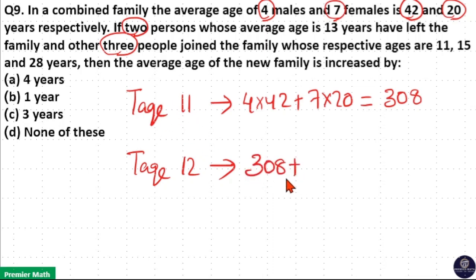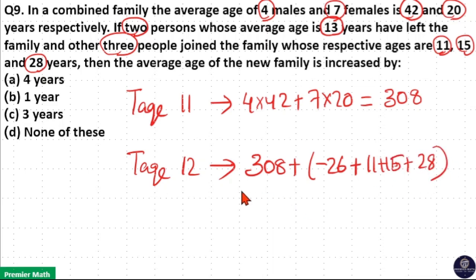Total age of 11 people plus overall increment in the ages. That is, when 2 persons left, minus 26 should reduce from the total age. So minus 26. Then when 3 people join the family, we should add 11 plus 15 plus 28 years to the overall increment in the age. That is 11 plus 15 plus 28. Now total age of 12 people becomes 308 plus 28, which is equal to 336.